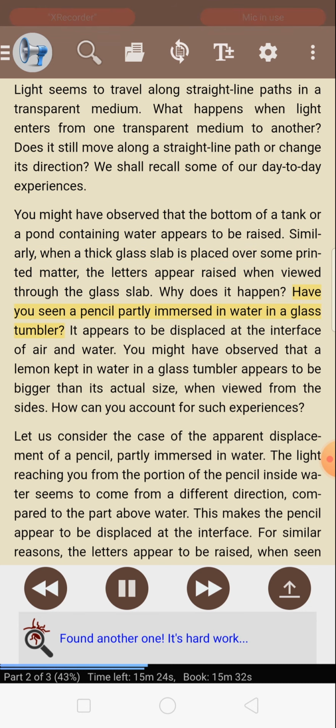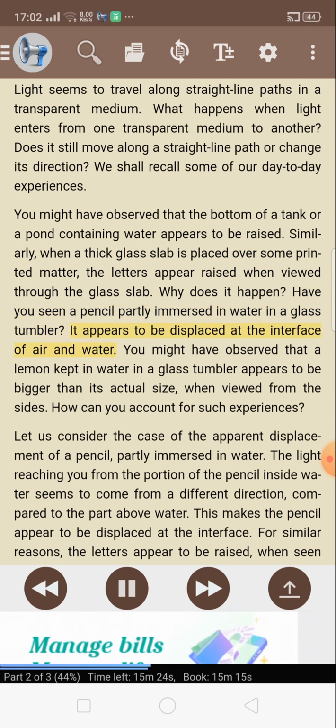Have you seen a pencil partly immersed in water in a glass tumbler? It appears to be displaced at the interface of air and water. You might have observed that a lemon kept in water in a glass tumbler appears to be bigger than its actual size when viewed from the sides. How can you account for such experiences?